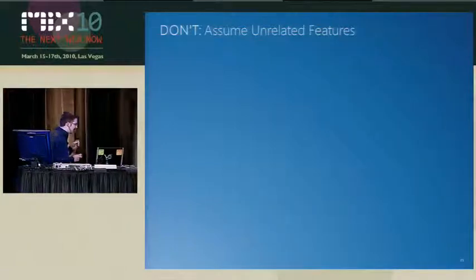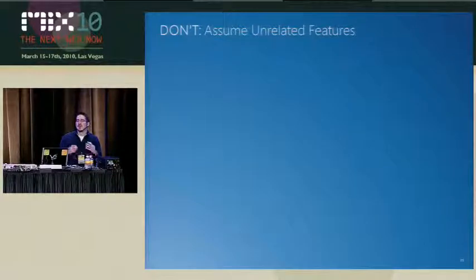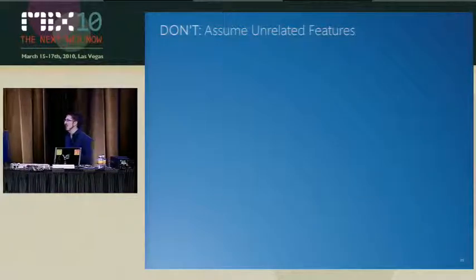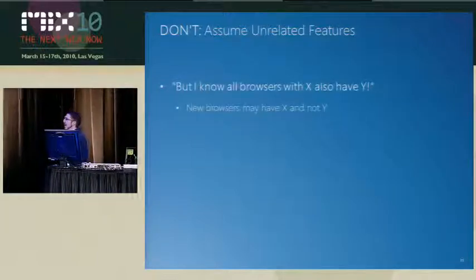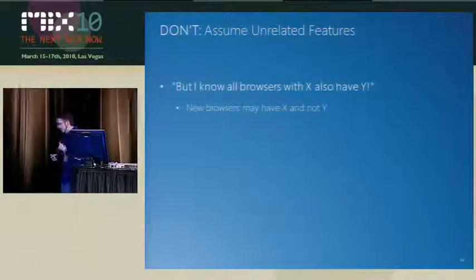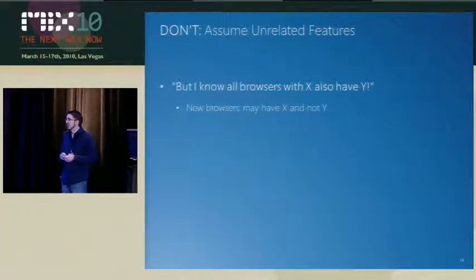So I want to talk now about something that's a little bit more subtle. Version detection is pretty explicit, and it's pretty easy to identify in your sites. But assuming unrelated features isn't quite as much. The pattern goes a little something like this. You're using different features, and you're working in a particular browser.